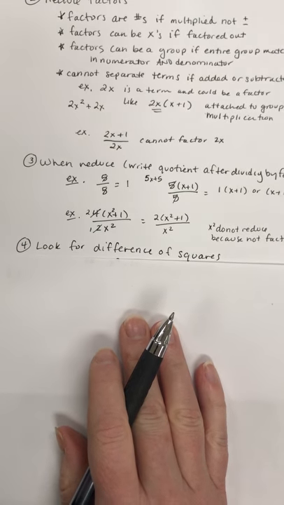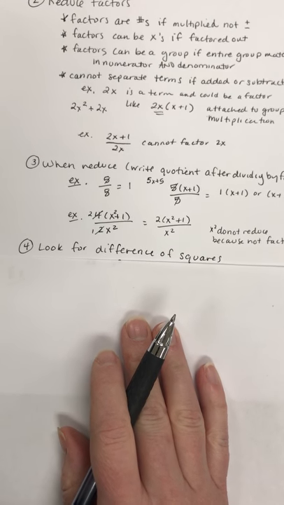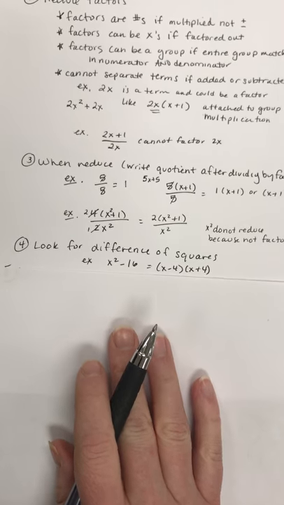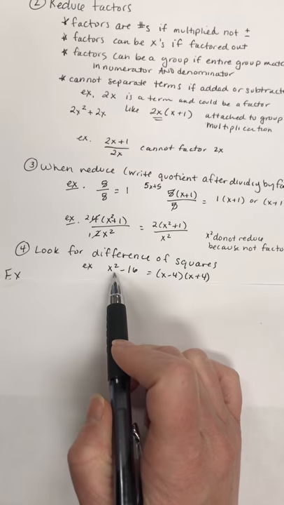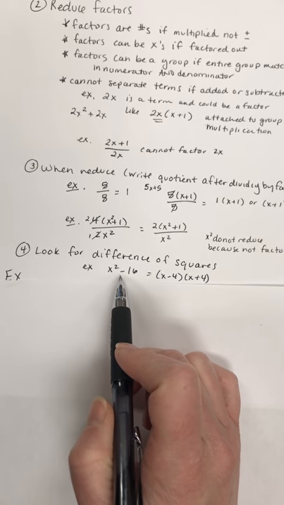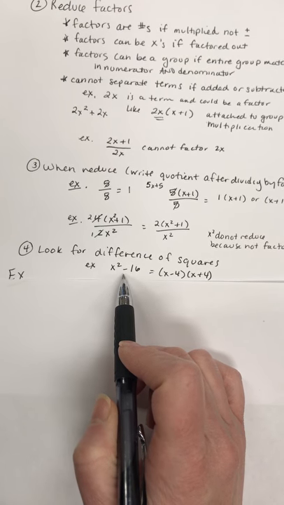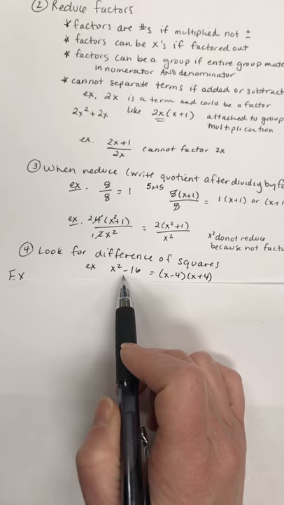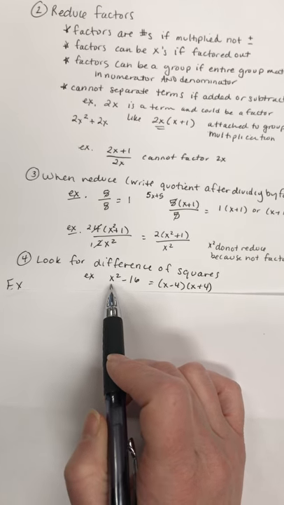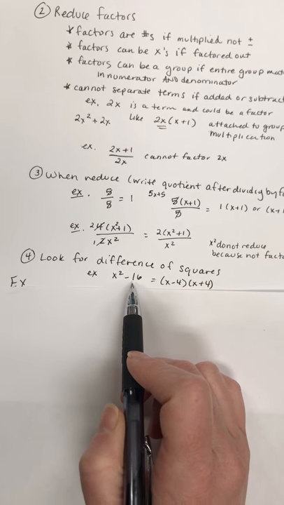Another thing you're going to look for when you're simplifying are a difference of squares. So what that means is if you have something that's a perfect square minus something that's a perfect square. You can't do it when there's addition in the middle, only when there's subtraction. So that's why it says difference. Difference means subtraction. So if I have x squared minus 16, I can factor that.